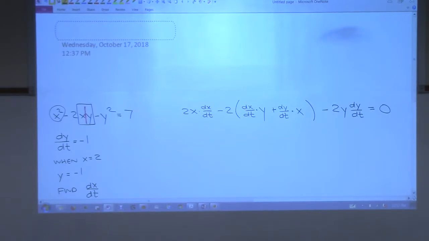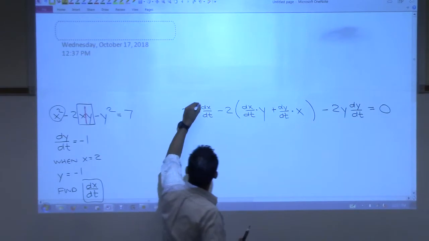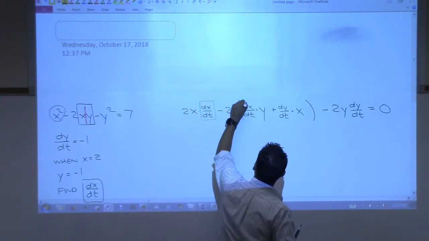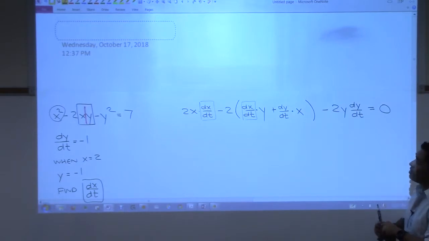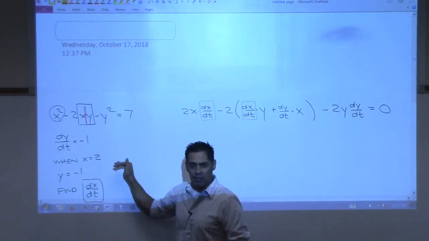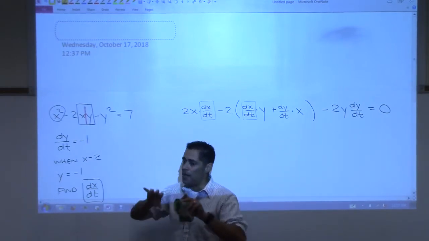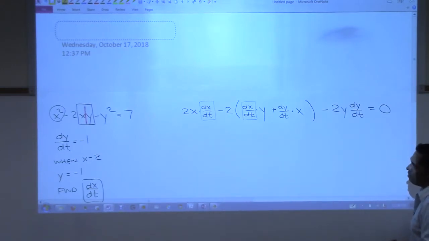Now we're trying to find dx dt, right? We're trying to find that. And it appears more than once, doesn't it? It appears here, and it appears here, right? Can we take it out? You could try and get the dx dt out by itself. You could, but because this problem gives you all the other information, we're just going to plug them in, and it'll get rid of all the variables, and we'll just have numbers in there. It'll be a lot easier to work with.